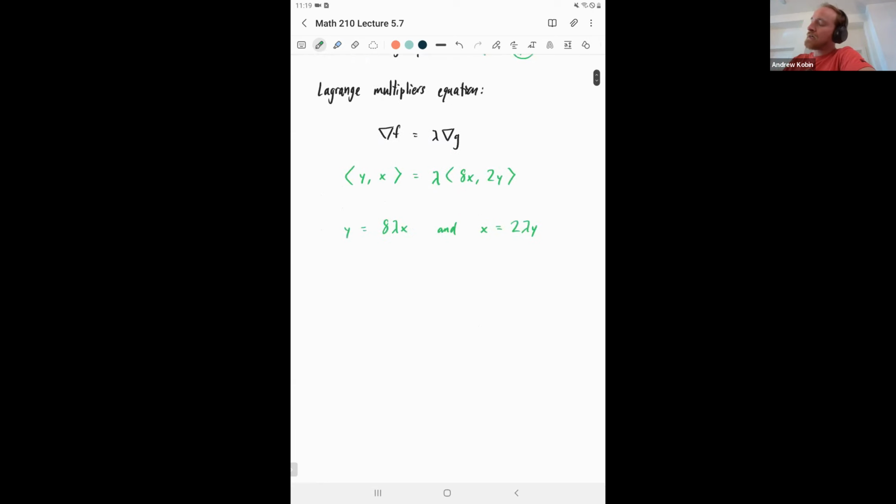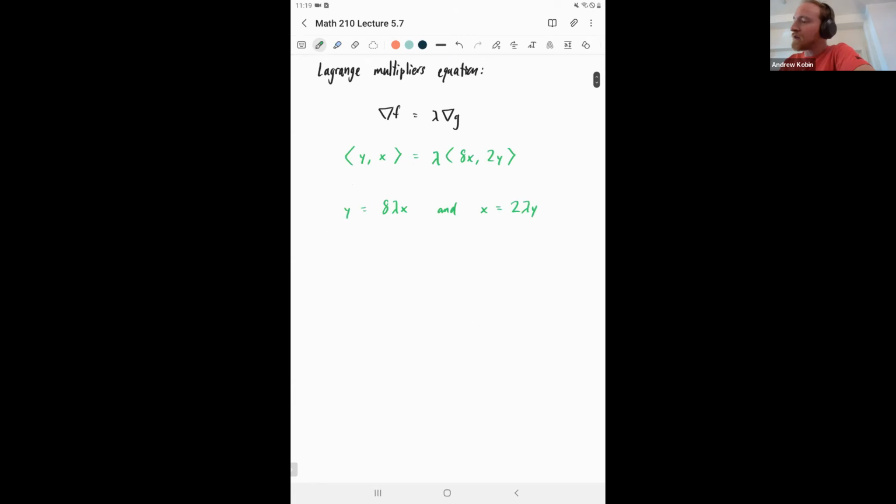So let's do it. One of the easiest ways to solve equations like this is to solve for one variable. And sure enough, we've solved for y, where we didn't have to do anything, and then plug it into the other equation and try to extract information about the other variable. So in this case, we'll get the equation x equals 2 lambda times 8 lambda x, which I can rewrite as 16 lambda squared x. So x equals that quantity.